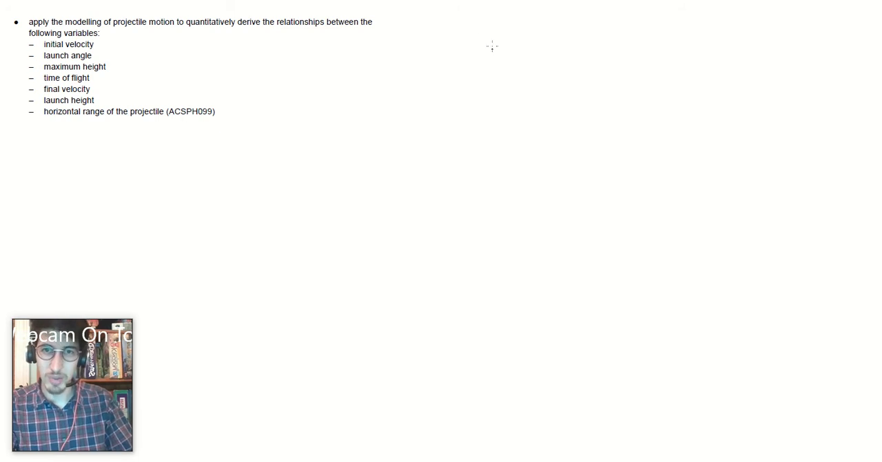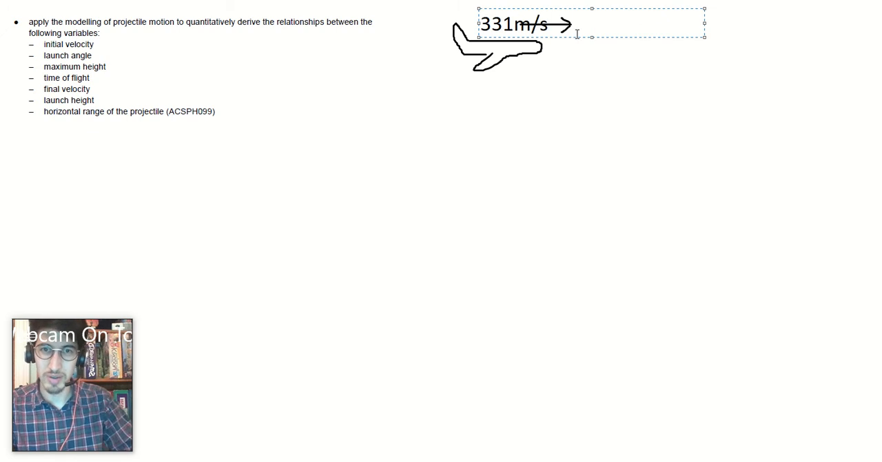The scenario is this. We have an airplane. Bear with me while I draw some things. We have an airplane flying at 331 meters per second this way. There we go, beautiful. So it's flying 331 meters per second horizontally. That part's going to be important. And it drops a present along the way. So the present is not given any vertical velocity, but the present is going to have the horizontal velocity of the plane.